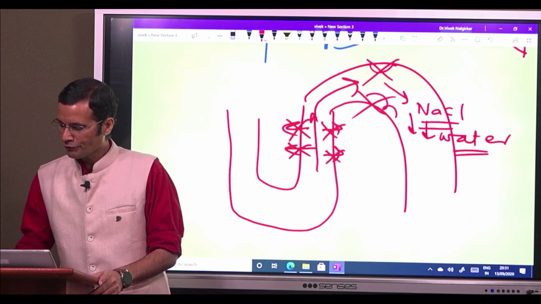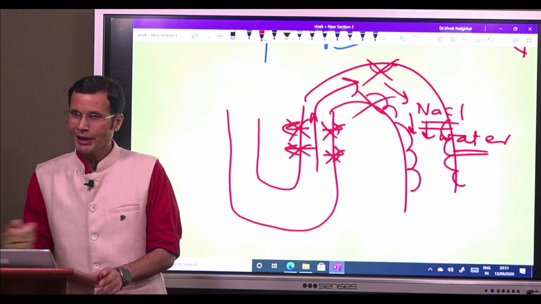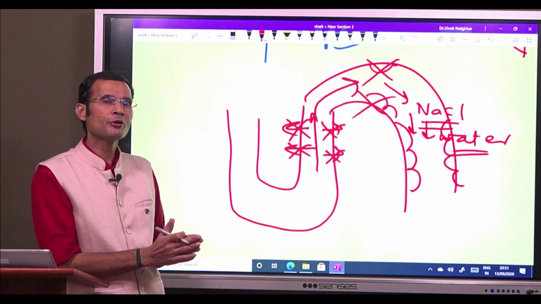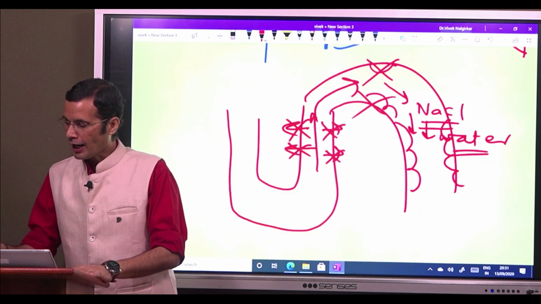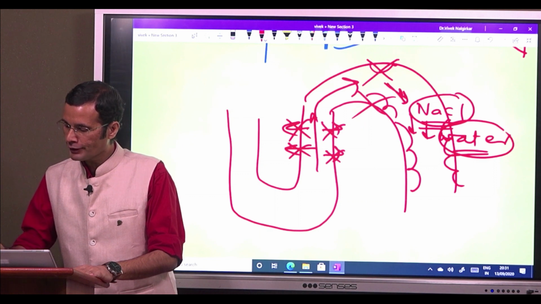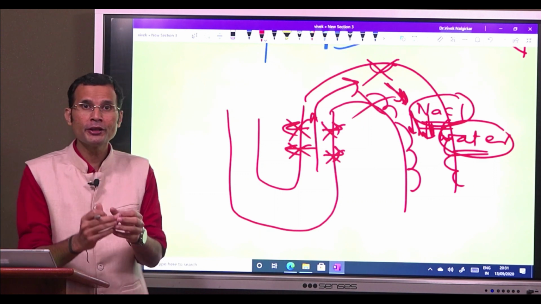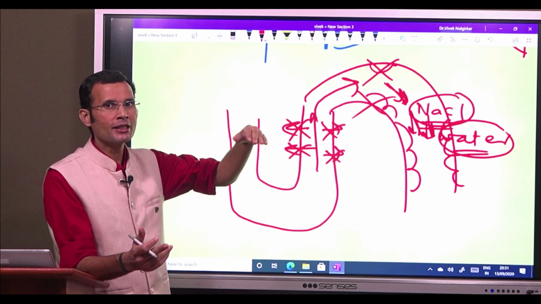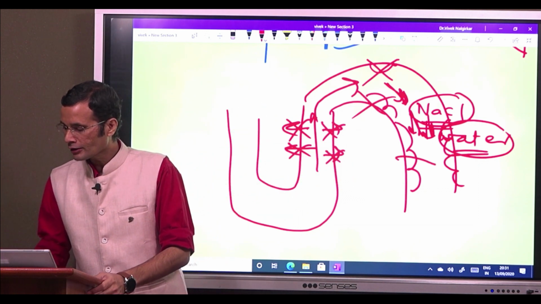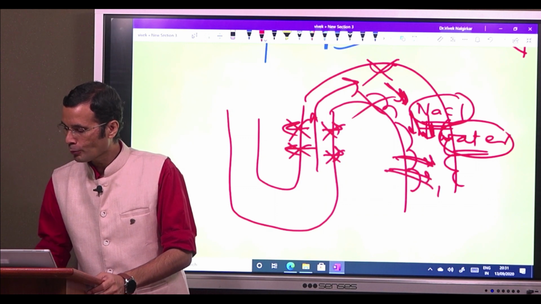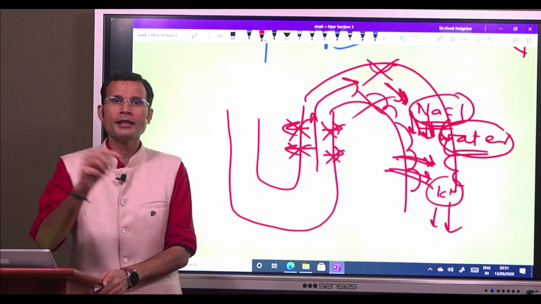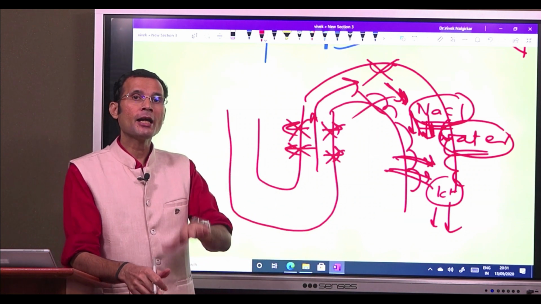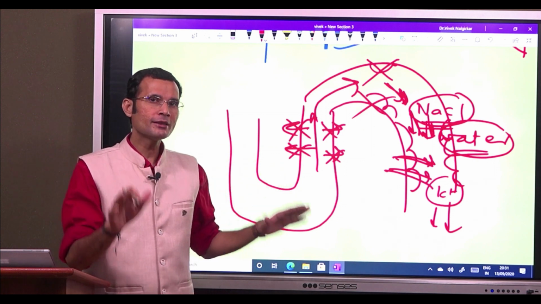If the volume of tubular fluids is high, with high sodium chloride and water in the tubular fluids, the rate of flow of tubular fluids increases. We have seen the cilia mechanism, and therefore the collecting duct principal cell will secrete more and more potassium. Potassium will be excreted into the urine in more amount. So it will result in hypokalemia.